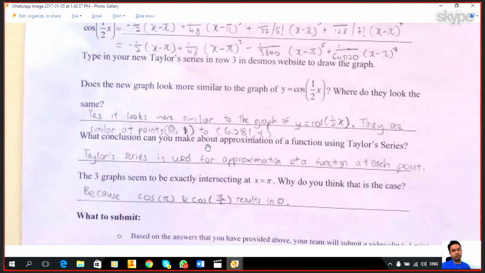What conclusion can you make about approximation of the function using Taylor series? Taylor series is used for approximation of a function at each point. The three graphs seem to exactly intersect at x equals pi. Why do you think that is the case? Because when you take cosine of pi, it will equal 0.